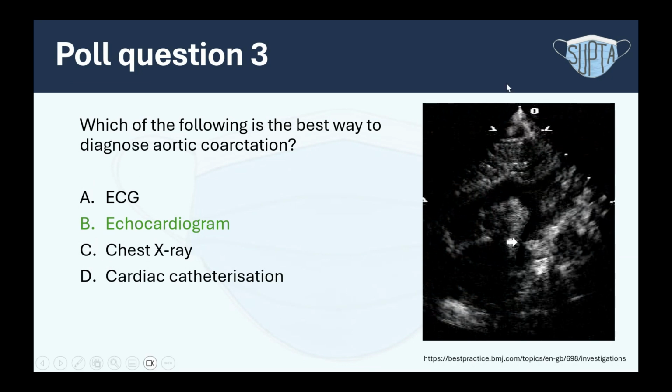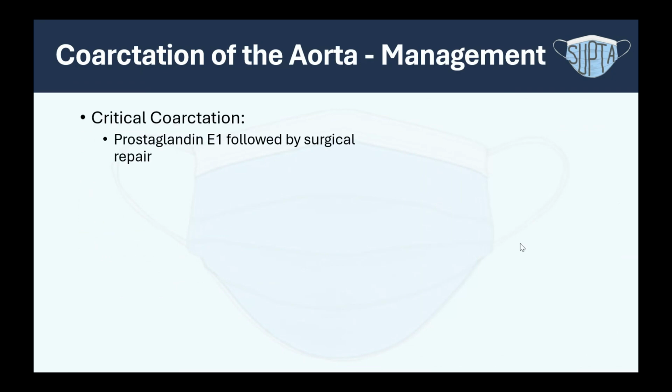What you see on the right side of your screen is an echocardiogram of someone with coarctation of the aorta, and this white arrow over here is highlighting the narrowing of the coarctation. And if you follow through above, you're onto treatment.